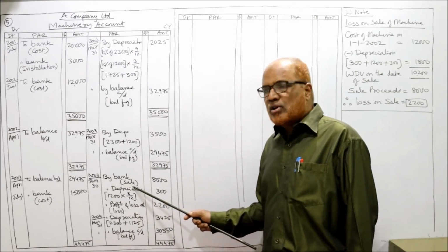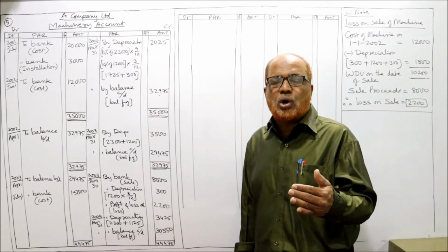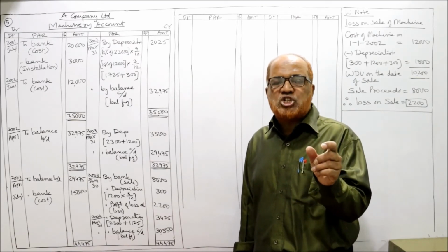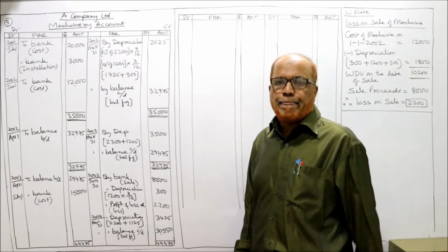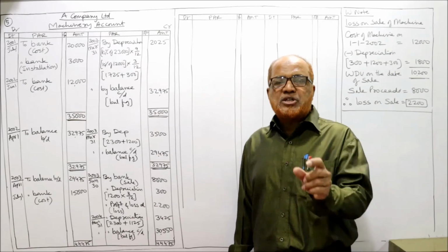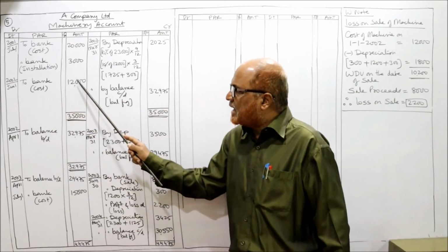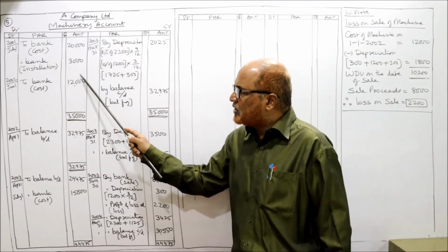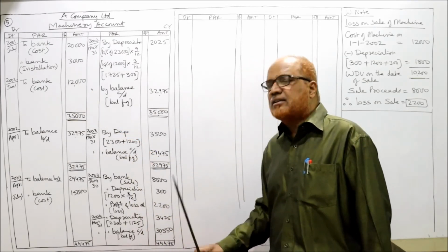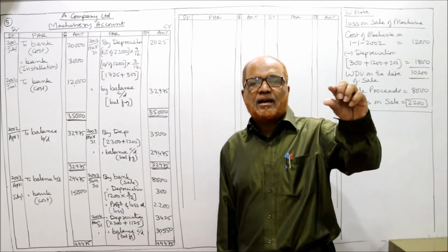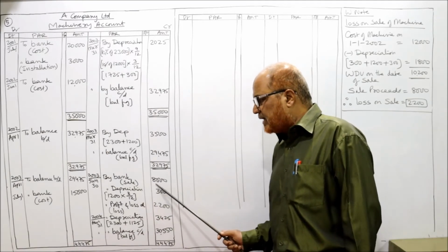At what price it was sold? 8,000 rupees, given in the problem. Which machine was sold? The machine which was purchased on 1st January 2002, the second machine. This 12,000 worth of machine was sold for 8,000. So the entry will be bank account debtor to machinery account. So credit side, by bank sale 8,000.